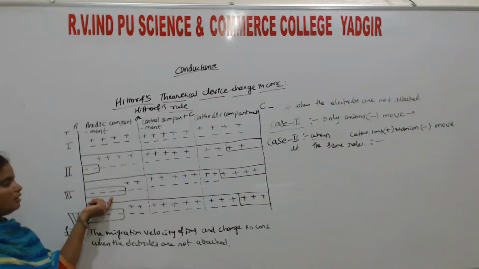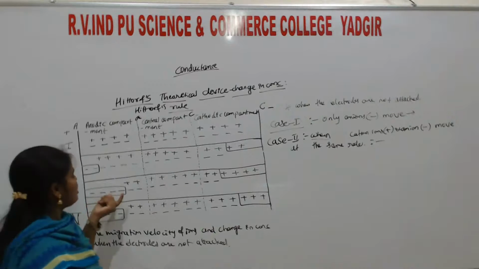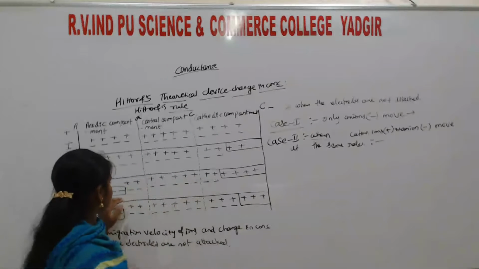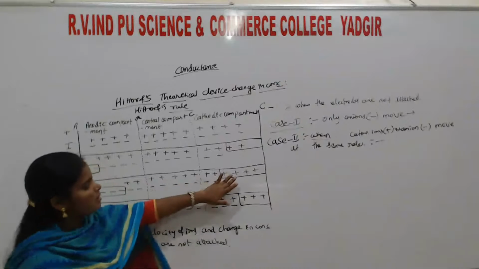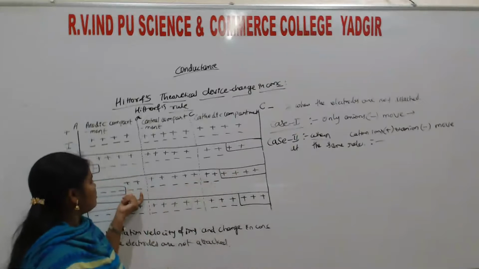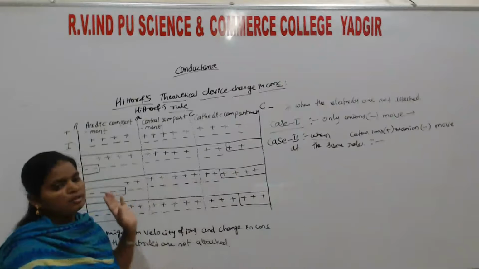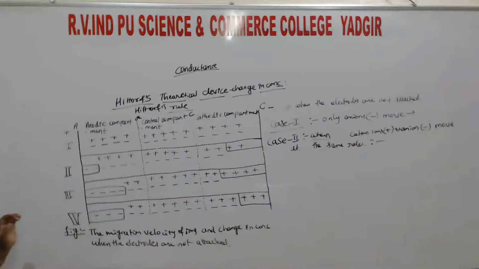Here 6 molecules are present, 2 pairs here and 2 pairs here. In this third position the concentration is the same. The fall in concentration is the same here. And in case 3, when cations move at double the speed of the anions.